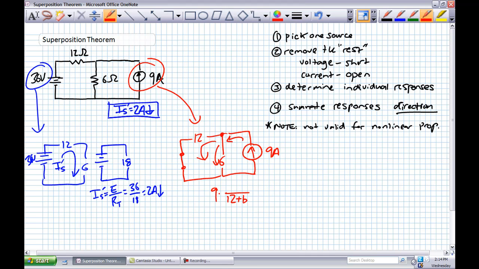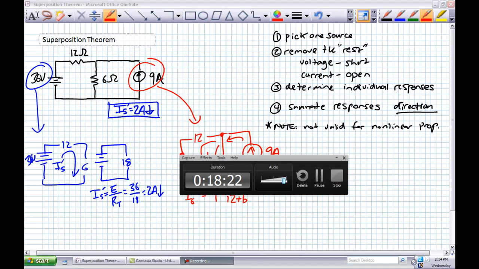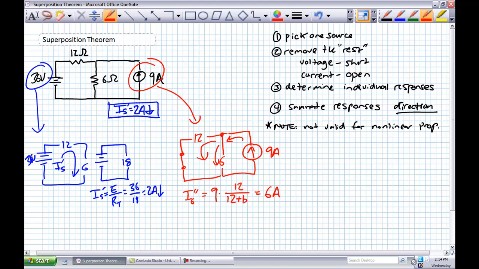Okay, current divider rule. 12 plus 6, the 9 amps coming in. I6 prime, double prime, excuse me, because this is our second source. And because we're looking for the current through 6, we put the 12 up there. So 12/18 of 9 should give us 6 amps. Which way is it going? It is also going down. Okay, so here is our I6 double prime, 6 amps. We've already determined that individual response.